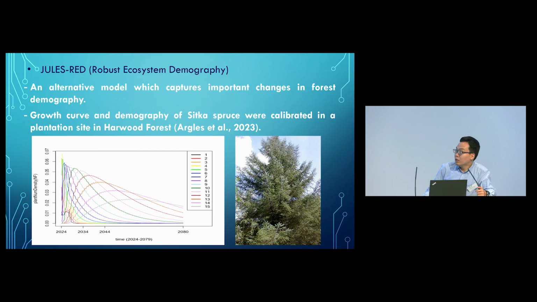For example, as shown in the figure, there are 15 forest classes. From 1 to 15, you can imagine it goes from smaller trees to larger trees. So when the tree grows, the diameter of the trunk will increase, and it may be converted from class 1 to class 2 and more. So this model helps to capture this process, which is not included in the traditional vegetation models.